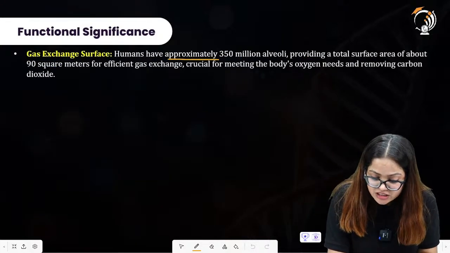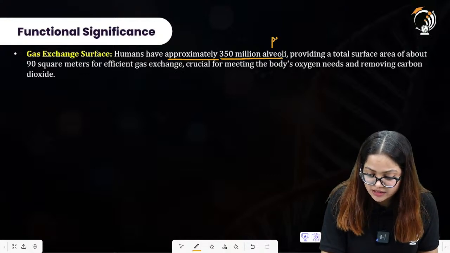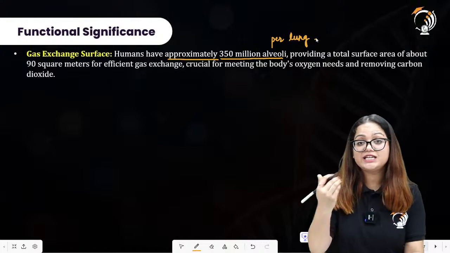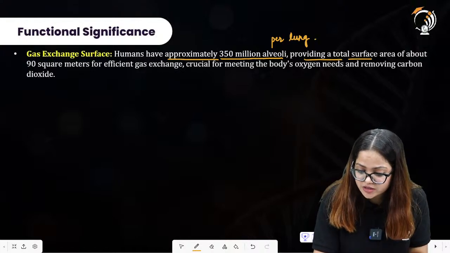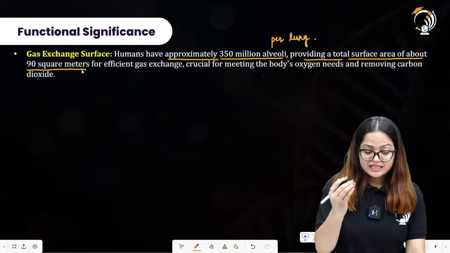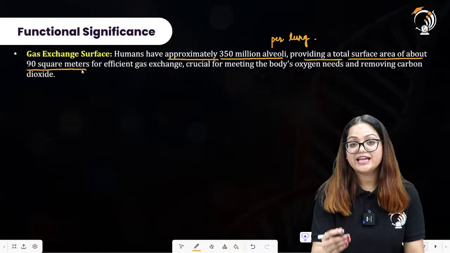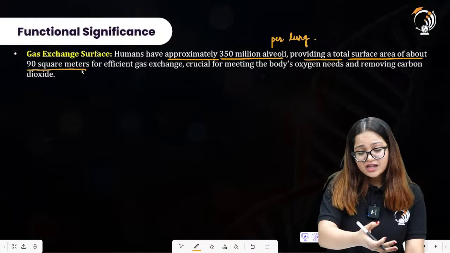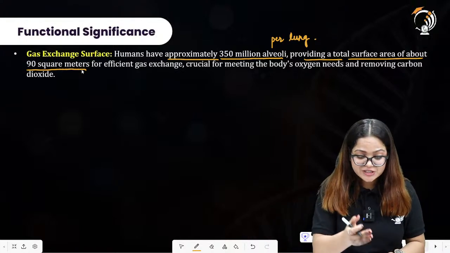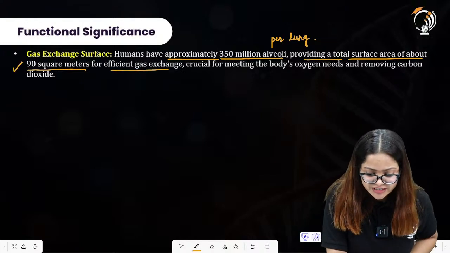Humans have approximately 350 million alveoli. This is talking about per lung. So one lung has 300 to 350 million alveoli, providing a total surface area of about 90 square meters. You can imagine that. 90 square meters is the area served by alveoli when you bring them out from the lungs and spread them into a sheet. You will find that it forms an area of 90 square meters for efficient gas exchange.